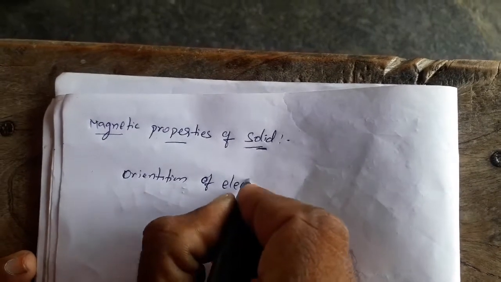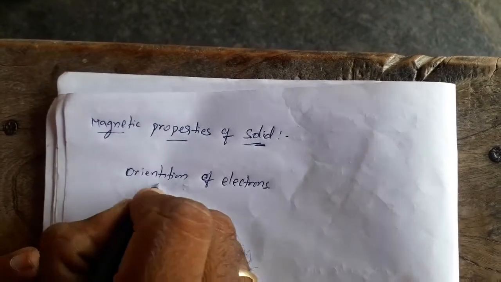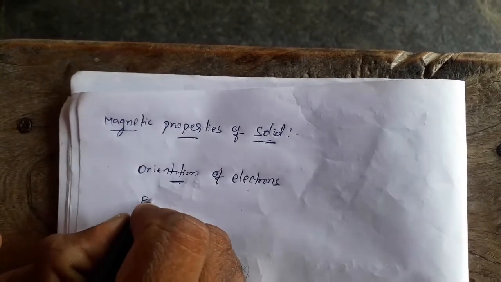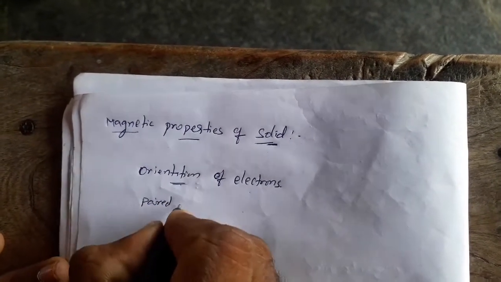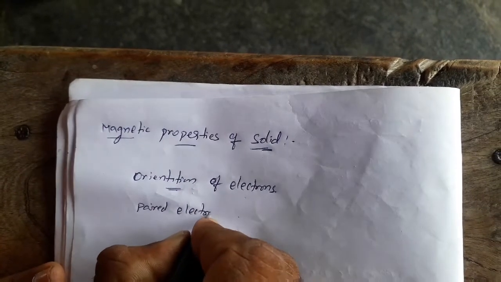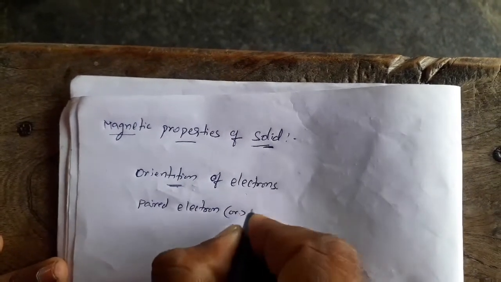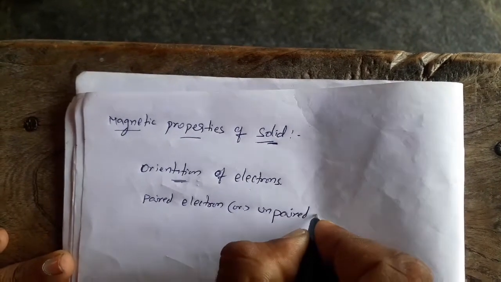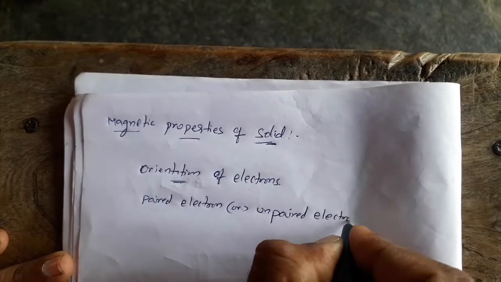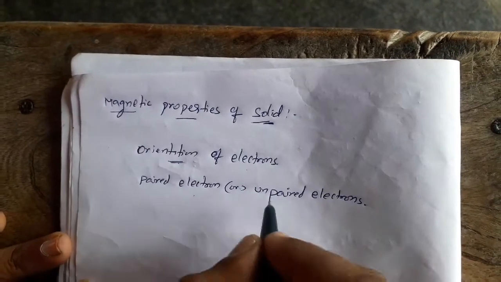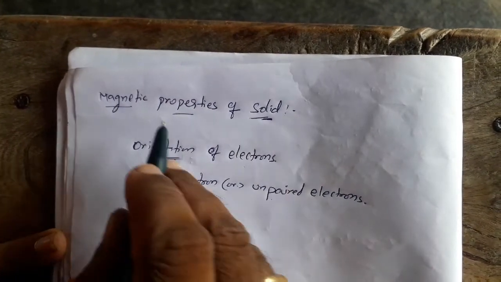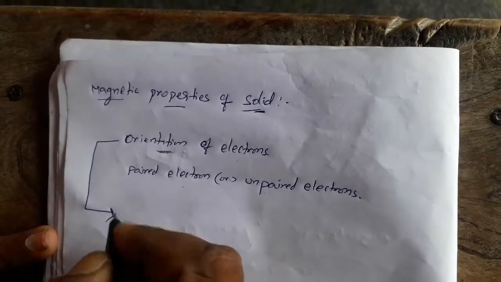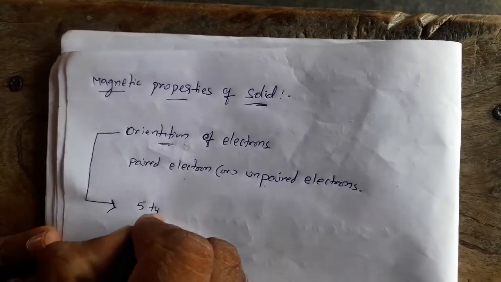Orientation of electrons in solids. Thus electrons are arranged as paired electrons or unpaired electrons. That is known as a clockwise direction and anti-clockwise direction. Thus, electrons are paired or unpaired as clockwise or anti-clockwise. Basically, solids have magnetic properties. Thus, magnetic properties are basically divided into five types.